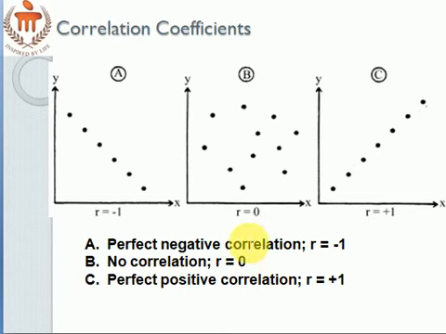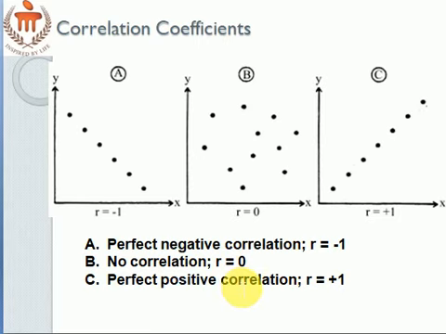Then in the last case C, if I increase the value of x, the value of y is continuously increasing. That means there is a positive correlation, right? So this is the case of perfect positive correlation. In the next video I will perform some correlation tests in the Minitab software.